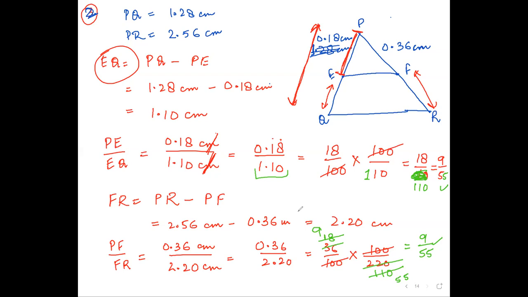Okay, so both sides you should get 9 by 55. It's on your own how you do your calculation. Please mark in your book, this question number 2, third part is important for the exams. Now, third question.